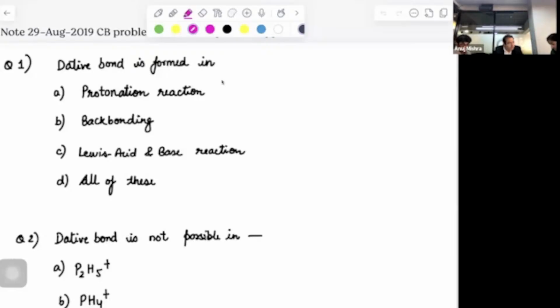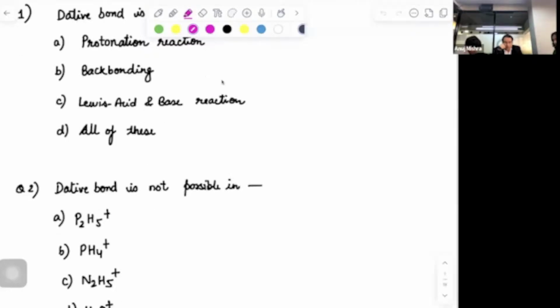What is the answer for the first question? The A. All of these. Protonation reaction, back bonding, sorry, dative bond बन जाएगा. Back bonding में भी आपने देखा lone pair drag हो रहा है. That is again arrow, right? You've seen. Lewis acid base nature, ammonia giving to BF3. That's also dative bond. Answer is all of these. So good question it is. Question number 2.